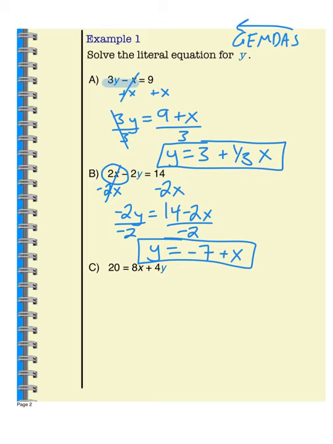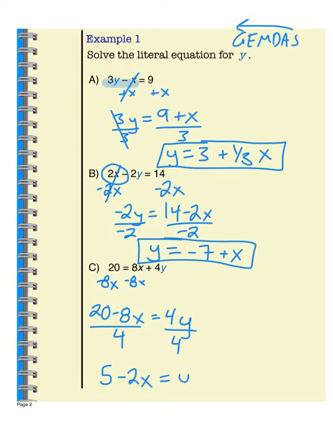All right, so we're going to start by subtracting 8x from both sides. So now we have 20 minus 8x equals 4y. And then to get y by itself, we have to divide by 4. So 20 divided by 4 is 5. Negative 8x divided by 4 is negative 2x equals y. There we go.